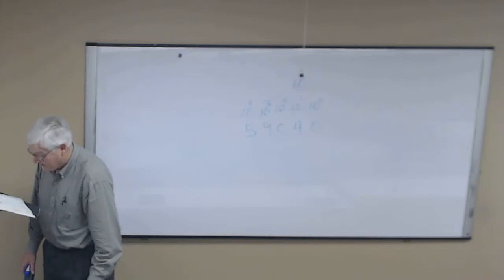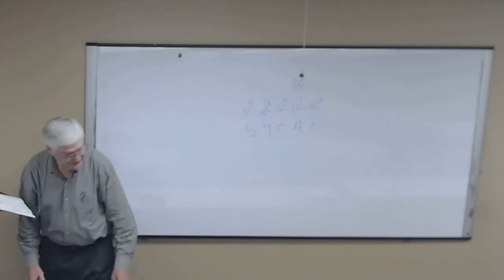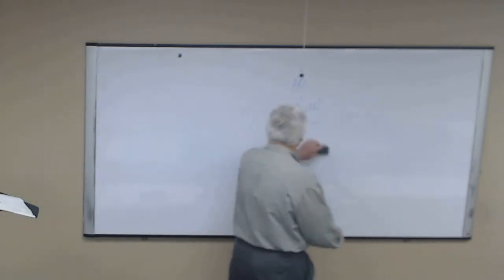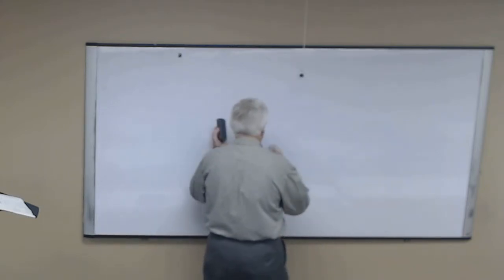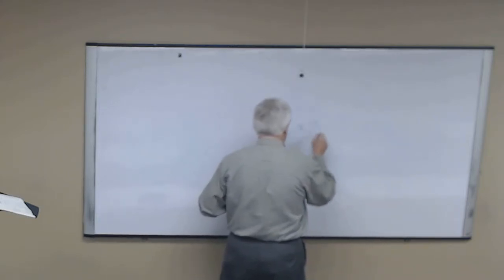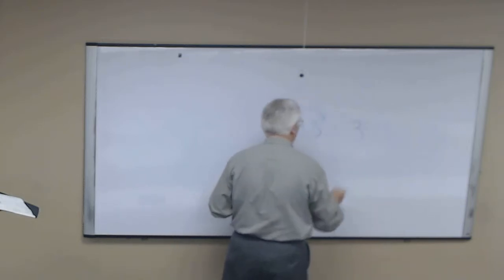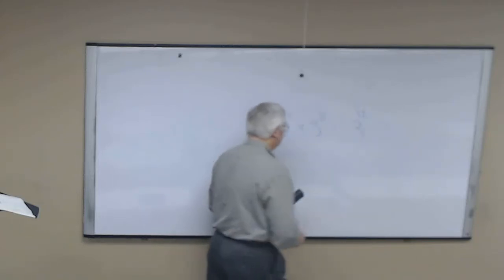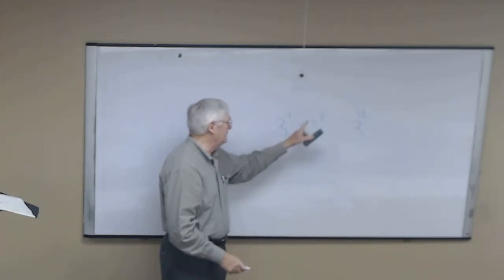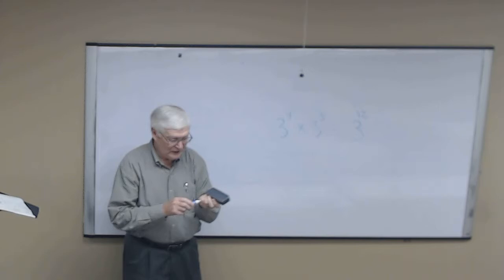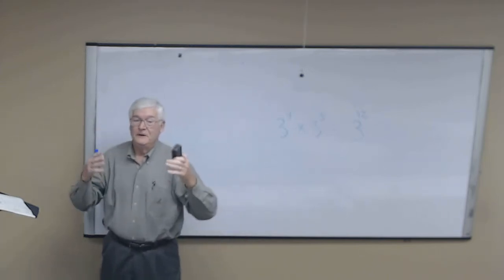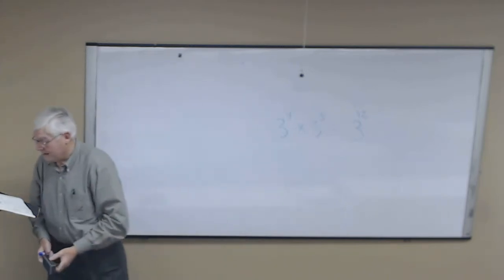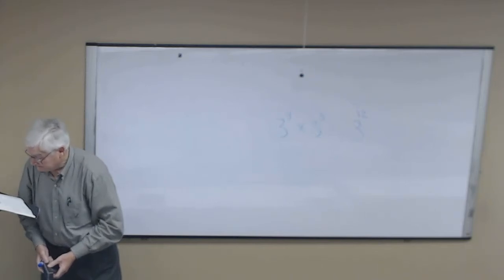Number 11. Perform the indicated operations. 3 to the 4th times 3 to the 8th equals 3 to the what? 12. Now, you say, why is that? Because when you multiply exponential numbers, you add the exponents. If you don't have those rules in your head, you put them on paper and bring them with you to the test.